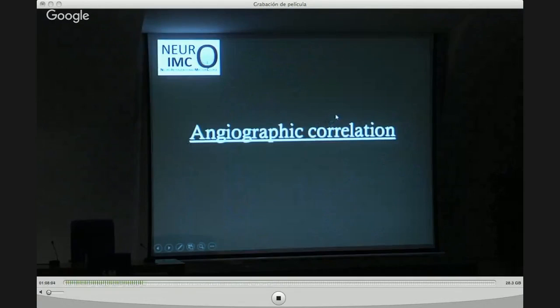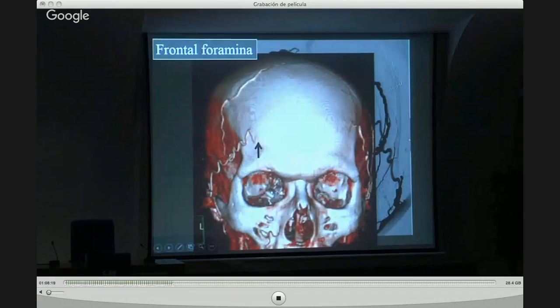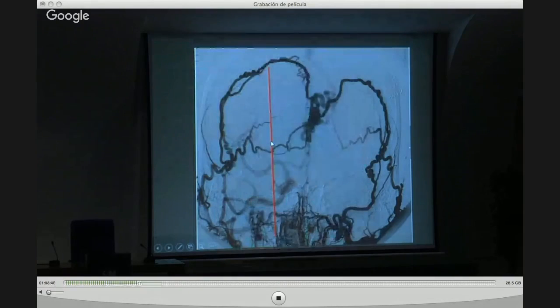So we need to change also our mind and be familiar with the angiographic correlation. We are trying to embolize a dural arteriovenous fistula, like embolizing something which is superficial. So in this case, this is a 3D reconstruction. You see here the frontal branch of the superior temporal artery coming here. This is the case that I showed you before, with bilateral transosseous channels. If you look carefully right here, this is the point. This is the inner table.